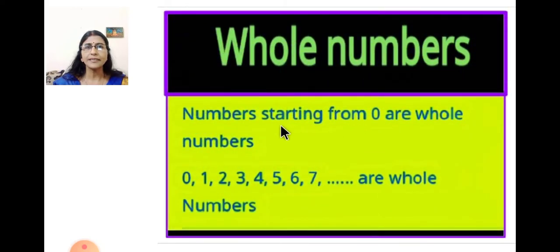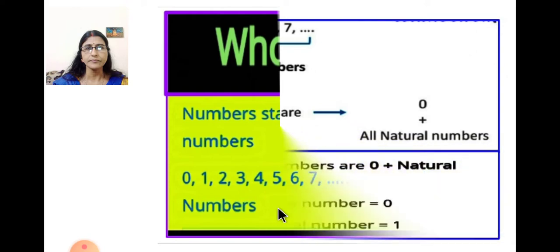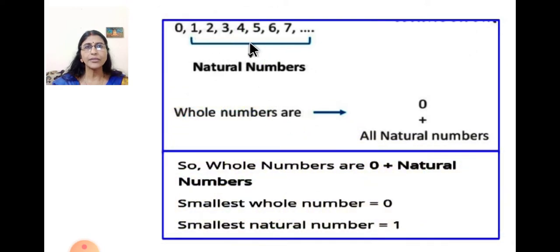Then whole numbers. Numbers starting from 0 are whole numbers. Like here 0 and then these are all natural numbers to infinite. These all are whole numbers. Now here you see 1 to 7 and then infinite. These all are natural numbers. Whole numbers are 0 plus all natural numbers. If you include 0 with all these natural numbers, then they are called whole numbers. So the smallest whole number is 0, and the smallest natural number is 1.